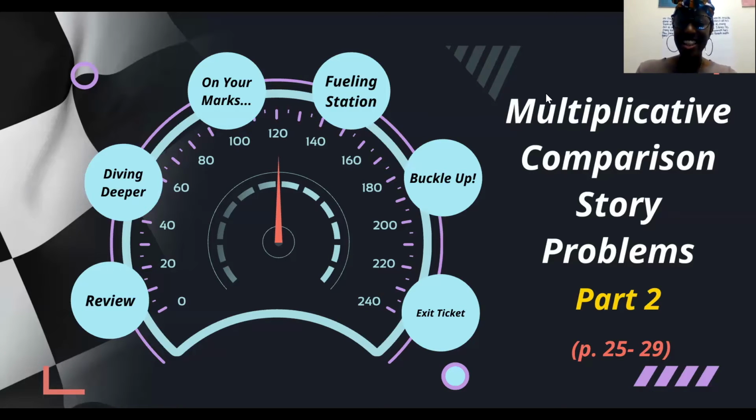Great work solving the last set of multiplicative comparison story problems. I really saw that you crushed being able to find the greater amount in all of those story problems. Now get ready for part two.